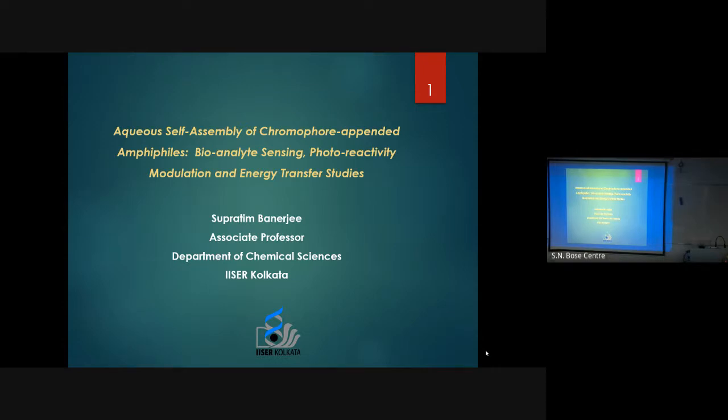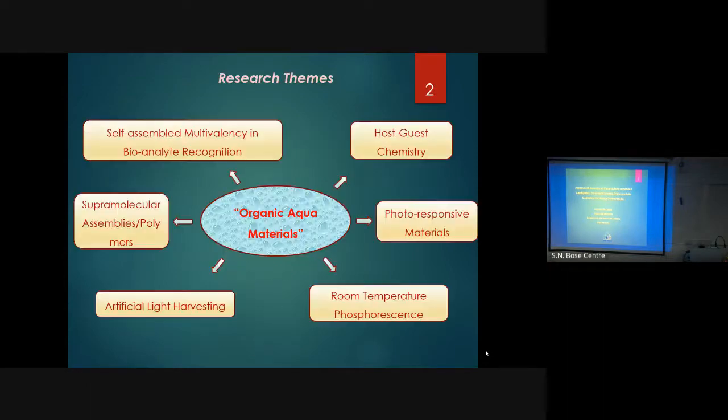And we work on chromophore appended amphiphiles, and we work on different kinds of chromophores. I will show them very soon. In today's talk I will focus on these three topics. How we use these aggregated structures for bioanalyte sensing. We can also play with the photoreactivity in these structures, and then energy transfer studies to external dyes when they are incorporated in those assemblies.